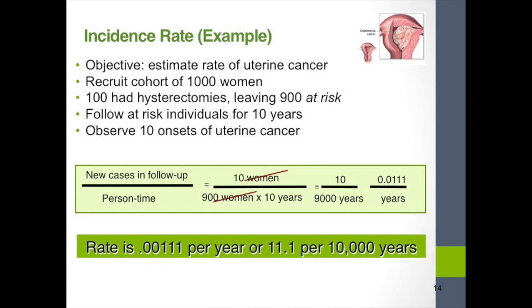Now we want to estimate the rate of uterine cancer, and we have 10 new cases in 900 women that contributed 10 years of observation. This is 9,000 person-years. After calculations, we find that the rate of uterine cancer is 11.1 per 1,000 person-years.